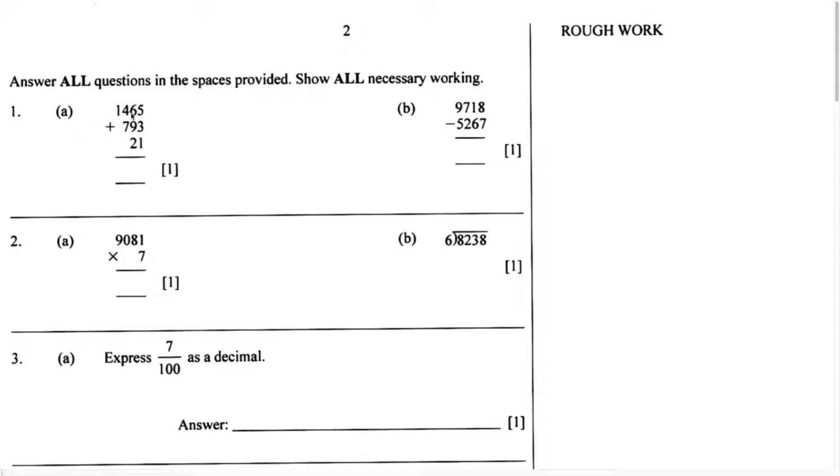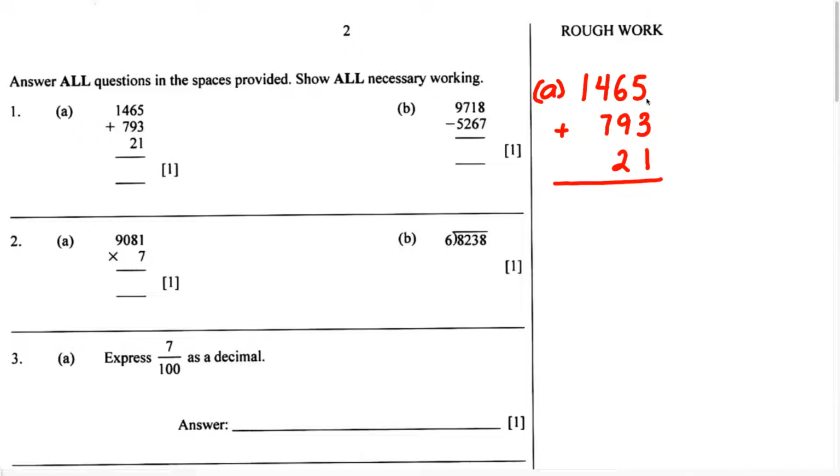We have 1,465 plus 793 plus 21. I'm just going to write this problem in the rough work section. So I'm going to label this part A, and we have 1,465 plus 793, and for our last number we have 21. So we're adding all of these numbers.